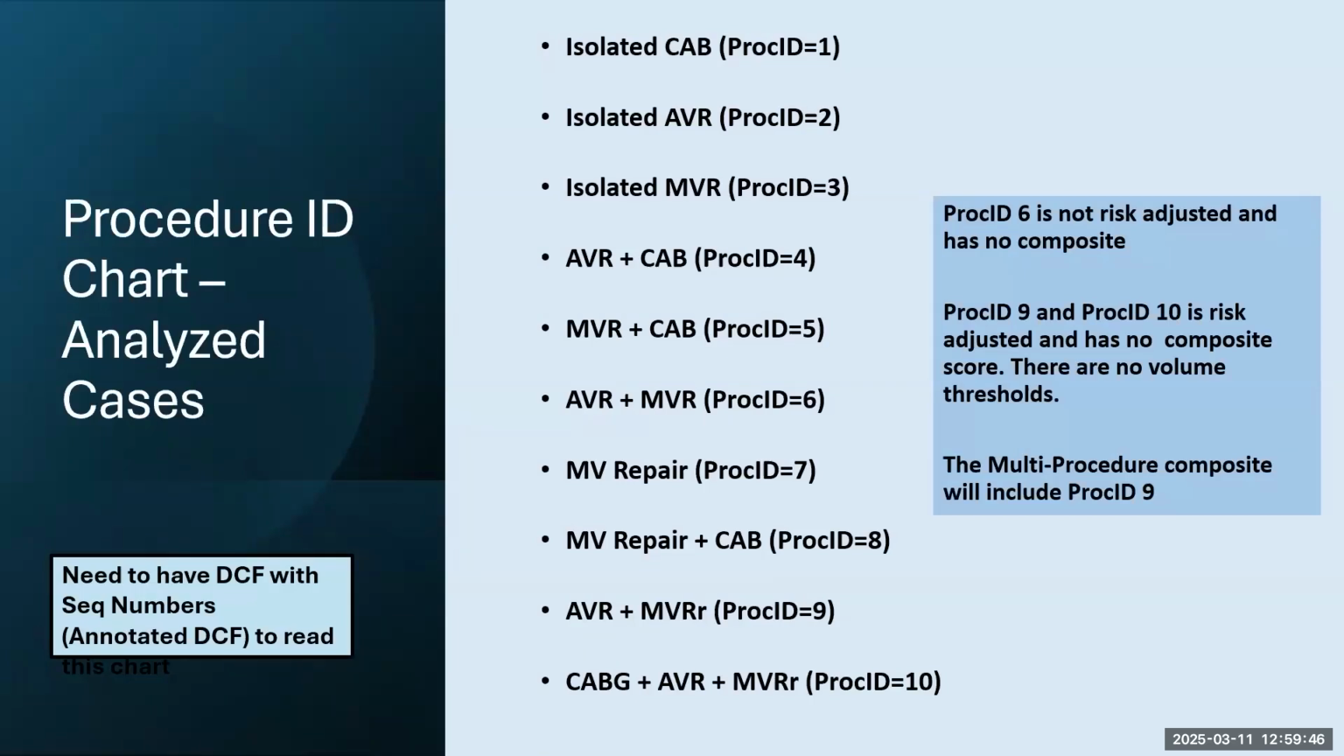So you can see all the PROC IDs laid out. A few things to know. PROC ID 6 is not risk adjusted and has no composite. So this is number 6 right here. PROC ID 9 and PROC ID 10 are risk adjusted. However, there's no composite score and there are no thresholds. So these are 9 and 10. The multi-procedure composite will include PROC ID 9 and 10.